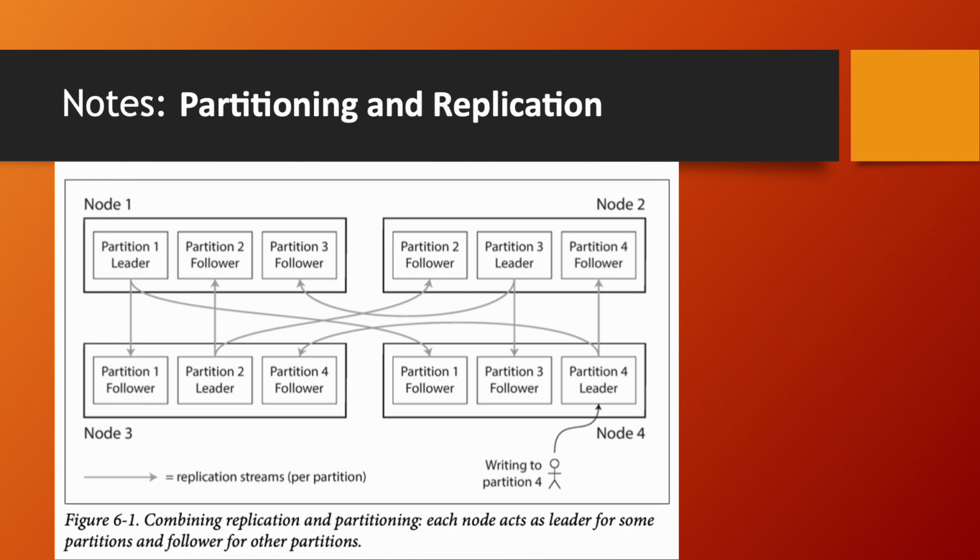So here we look at combining replication and partitioning. Each node acts as a leader for some partitions and follower for other partitions. A node may have more than one partition. If a leader-follower replication model is used, the combination of partitioning and replication looks like the image over here. Each partition's leader is assigned to one node and its followers are assigned to other nodes. Each node may be the leader for some partitions and a follower for other partitions.